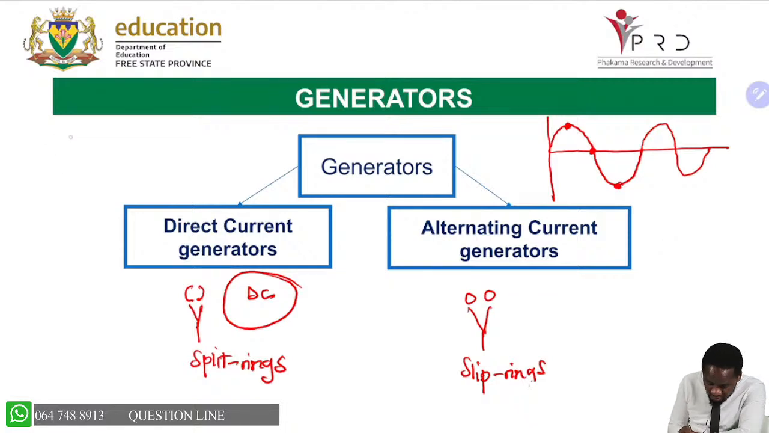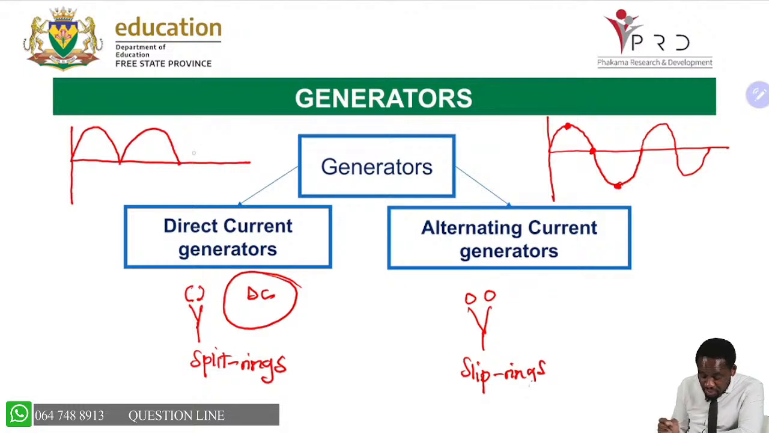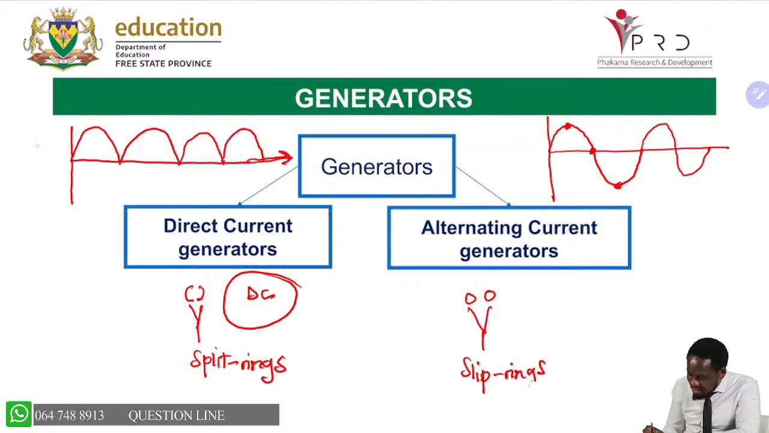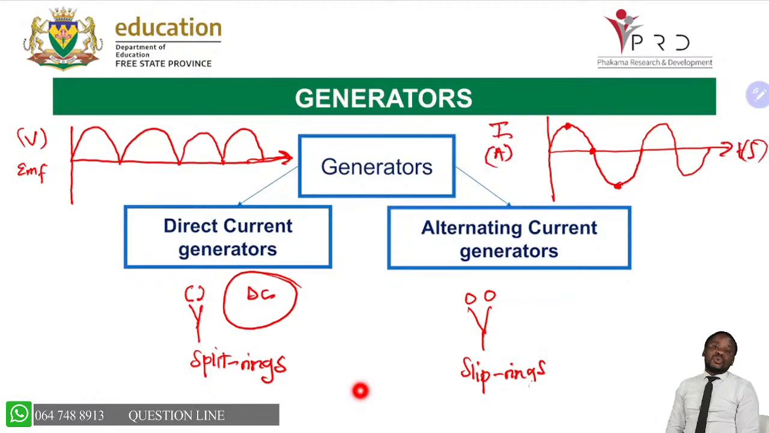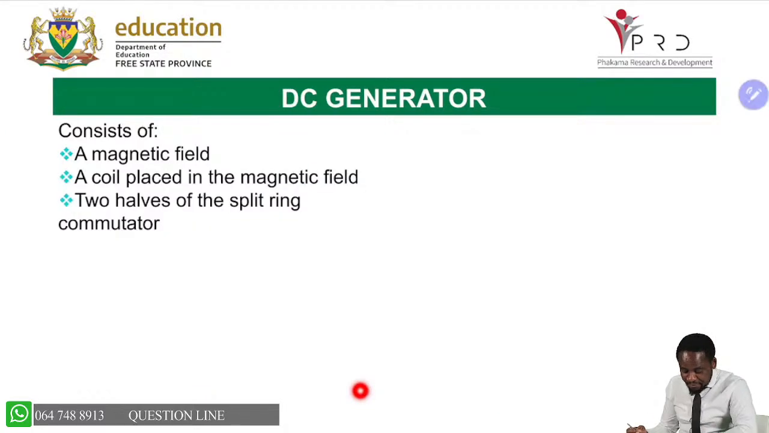Then we know that for a DC source, we have something like this. The direction of current or potential difference does not change. So that's one cycle, then 1.5, then there's 2 cycles as an example. This could be voltage or EMF induced in volts versus time. This can be current in amperes versus time in seconds. So you must be able to distinguish between the two types of electrical machines.